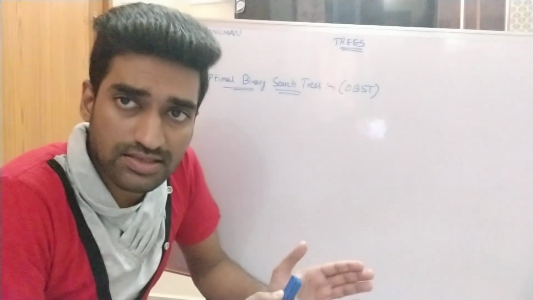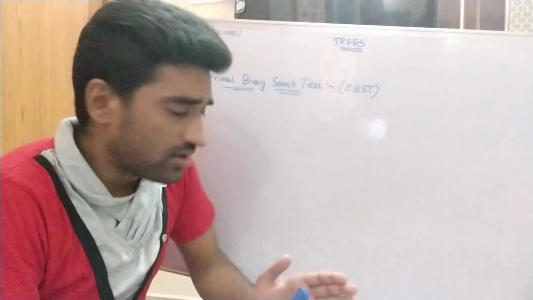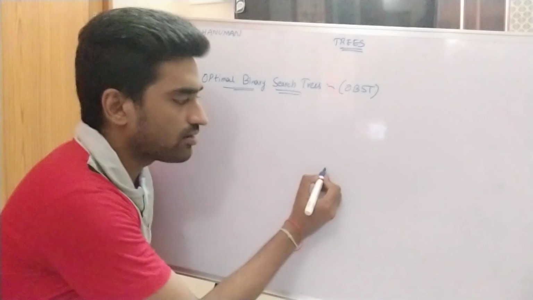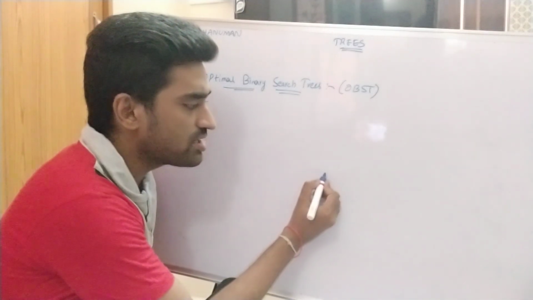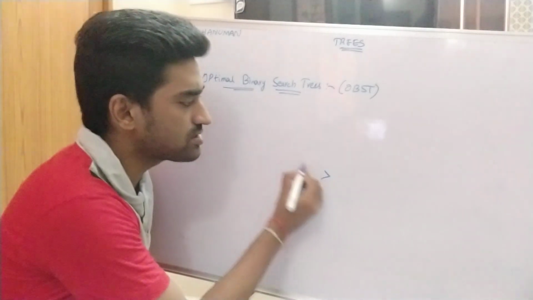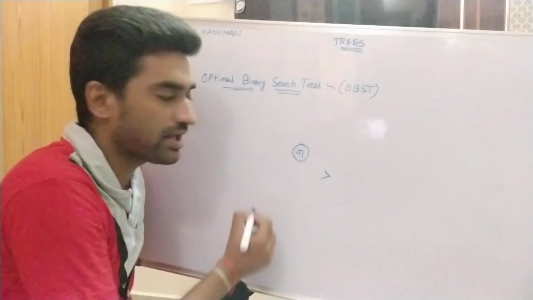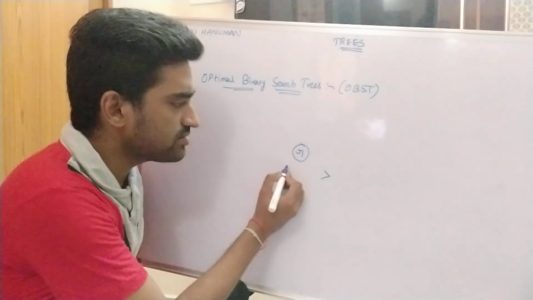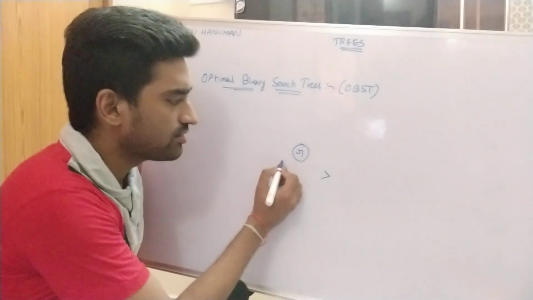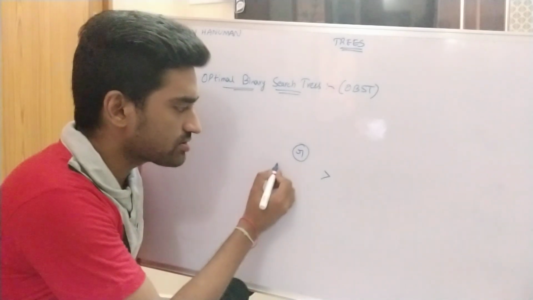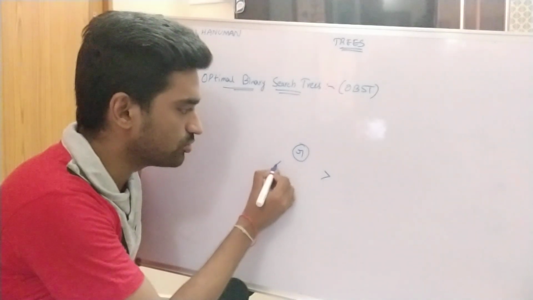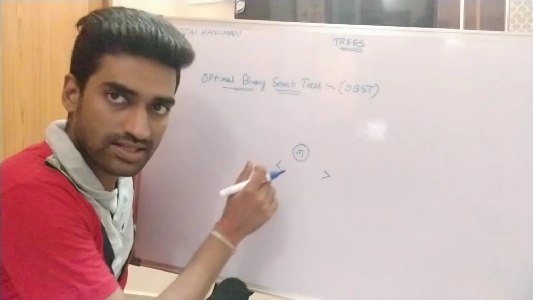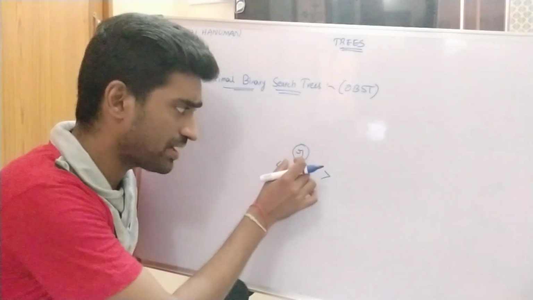A binary search tree is a binary tree. All the elements present in the right subtree are greater in value when compared to the root. All the elements present in the left subtree are lesser in value when compared to the root node. So that is the property of a binary search tree.